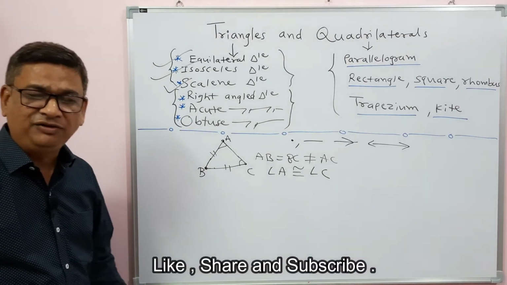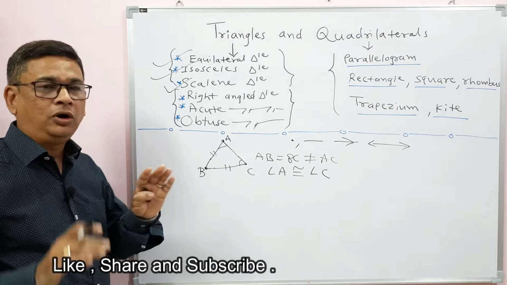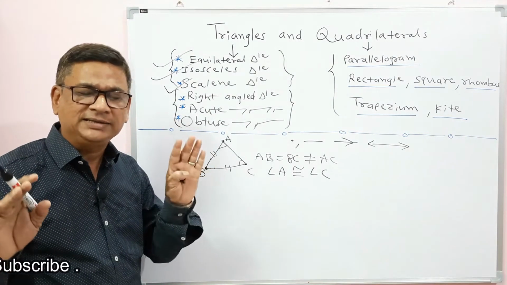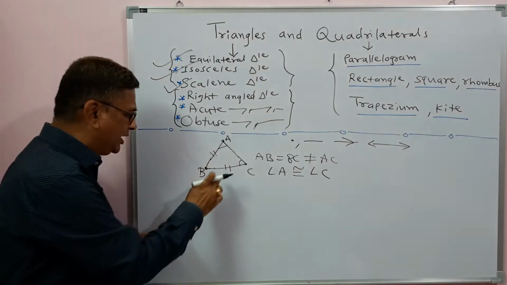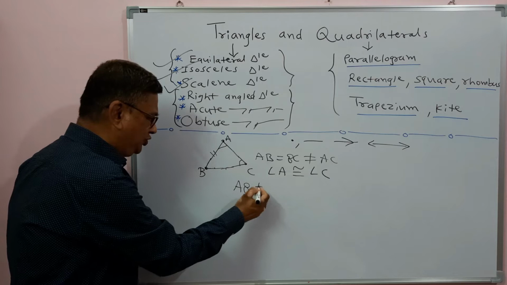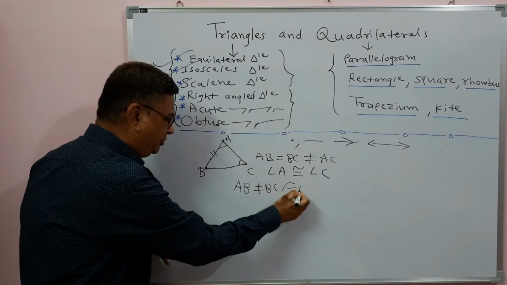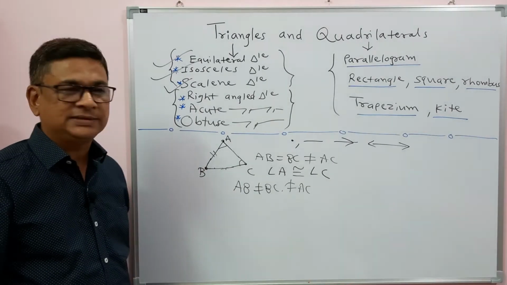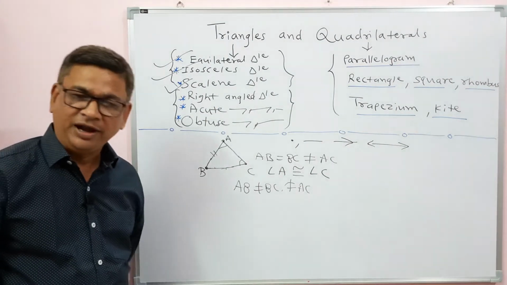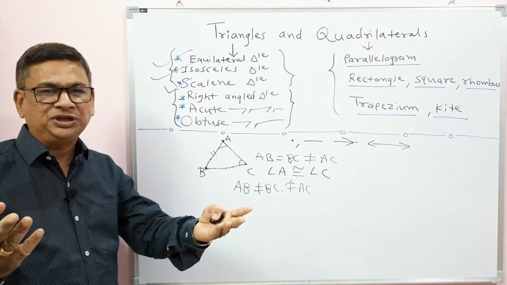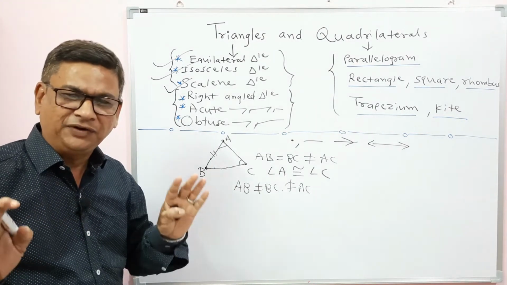Next is the scalene triangle. In a scalene triangle, all three sides are unequal, that means no two sides are equal. Here in this figure, if AB, BC, AC are all not equal, AB not equal to BC not equal to AC, then it is called a scalene triangle. Because no side is equal, all three angles are also different.